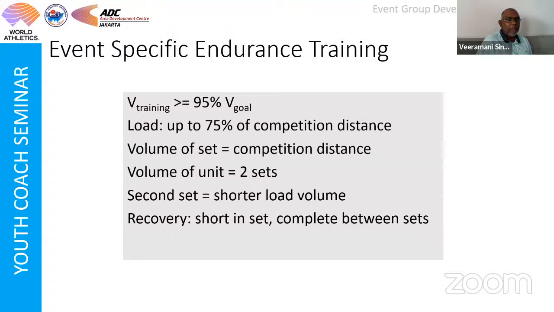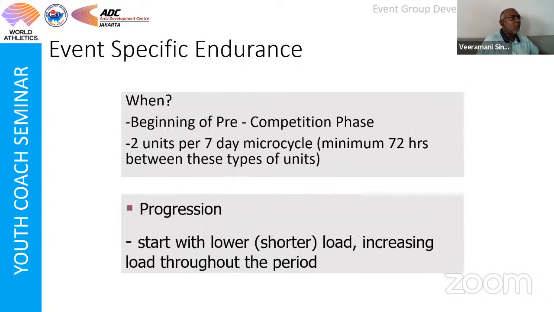Okay, so that's how we can prepare for event specifics. When do we start them? Usually at the beginning of the pre-competition period, and usually it could be 2 units per 7-day microcycle. Some of us are familiar with the newer 9-day cycle. The 7 days conforms to many of our school operations or some of the daily operations we have in our local youth setting. But the moment the athlete is able to commit, of course, we can consider doing the 9-day cycle as well. Of course, with at least 72 hours rest between, because it's a very high demand loading session.